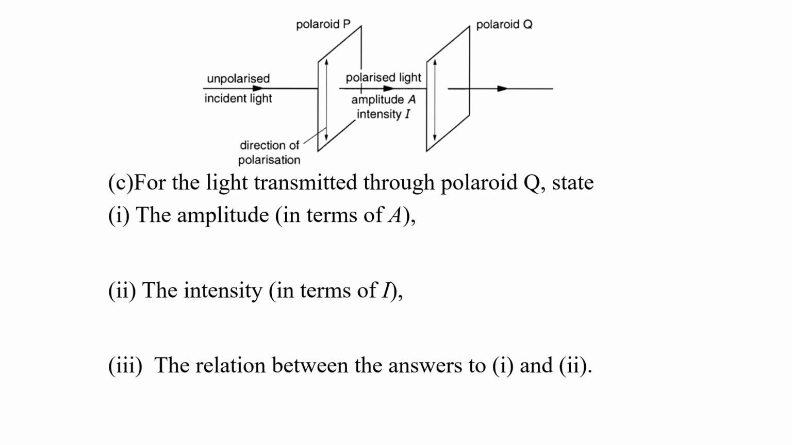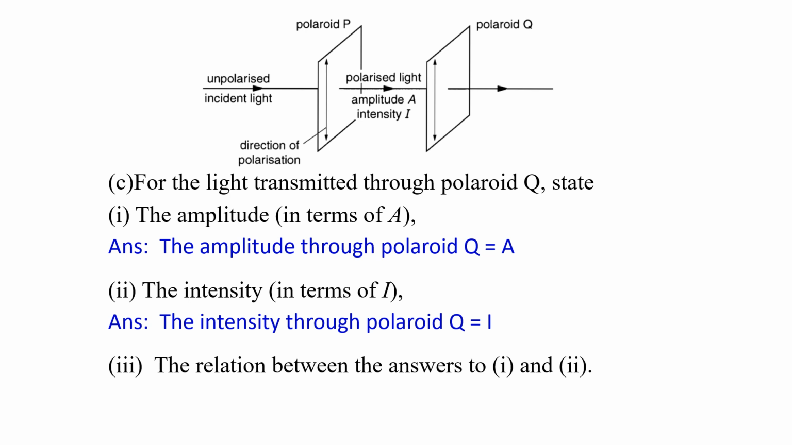But see, the question asks for what will be the amplitude after it passed through Q. You realize that the light wave that passed through P will become polarized in a certain plane, and Q, when placed in this manner, the axis of the polarizer Q is parallel to that of P. That means that all the light from P will be able to pass through Q. So the amplitude that pass through Q will be, in fact, A. And because the amplitude is A, therefore the intensity will also be I.